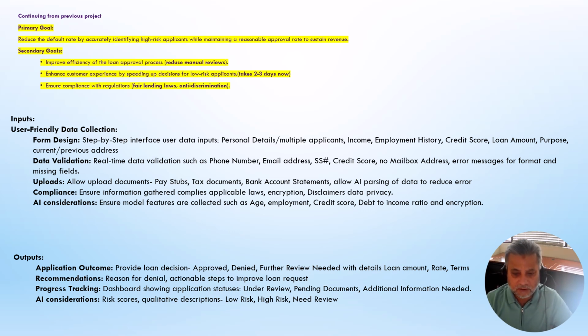So for this problem, I have already had the presentation about how we will technically do everything. But in this human side of the AI, I would like to outline the inputs that we will be looking for. So the inputs that we have is that we will have a user-friendly data collection, starting from the form design, where we will provide a step-by-step interface and the personal data, the multiple applicants, and all the demographics, credit score, loan amount, all that data.